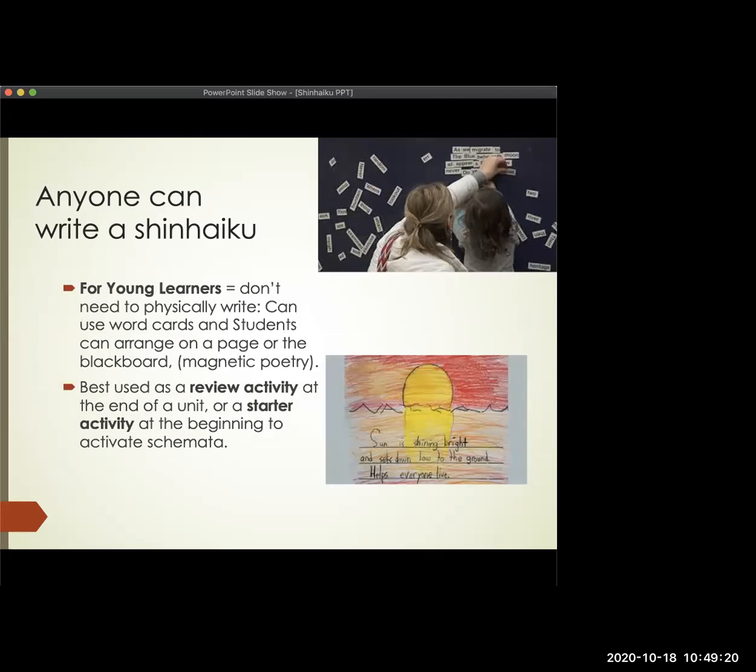I work with university students, so with adult students. And shinhaiku is best used, I think, as a review activity at the end of a unit, and they can use some of the vocabulary and things that they learned. Or you can also use it as a starter activity. And I encourage students to use dictionaries. I think it builds learner autonomy, vocabulary. They learn how to use a reference manual. Maybe you can hear our baby crying. Sorry about that.